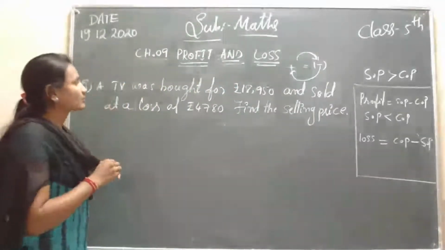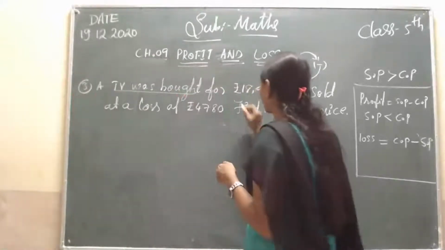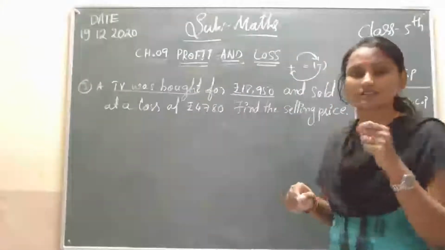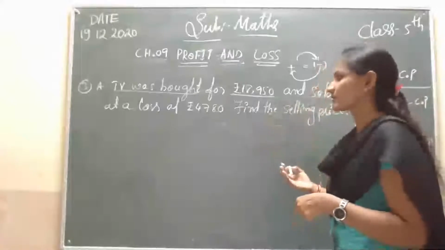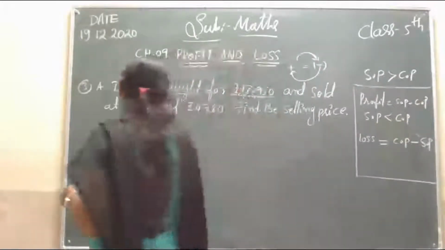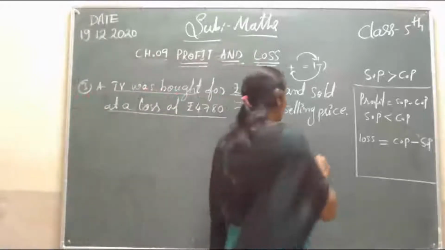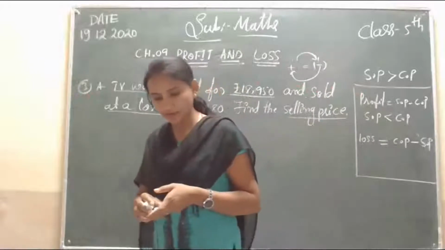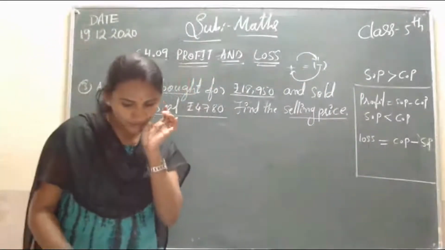Students, see this question. A TV was bought, that is the cost price of the TV, 18,950 rupees. So I sold it at a loss, that is what is given here, 4,780 rupees. But you have to find the selling price. So first, students, you have to write.